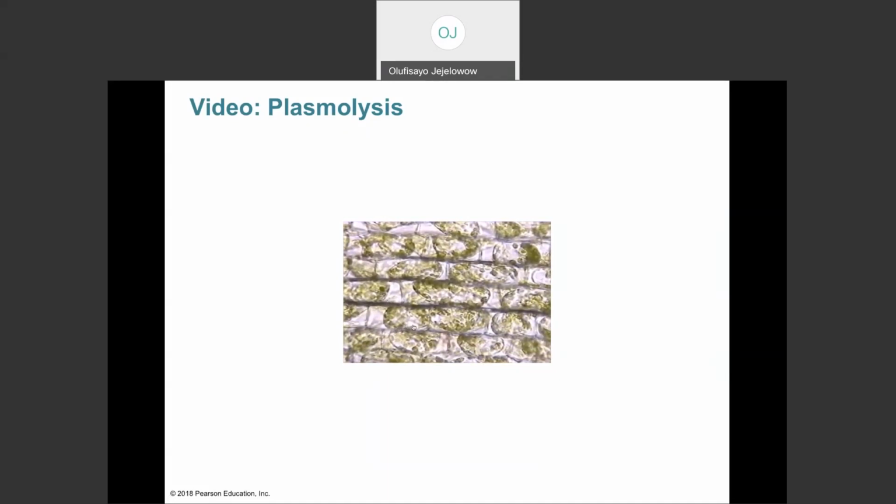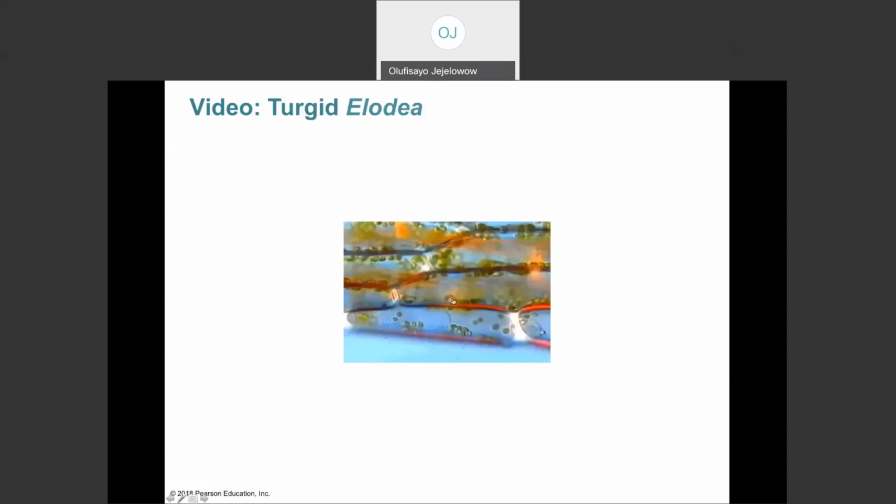So plasmolysis occurs when you place plant cells or fungal cells or bacterial cells with a cell wall in a hypertonic solution. So this is turgid Elodea cells growing normally and happily without plasmolysis. You can see cytoplasmic streaming.